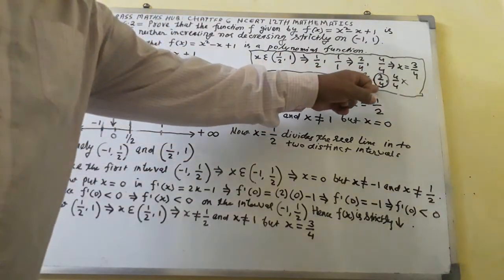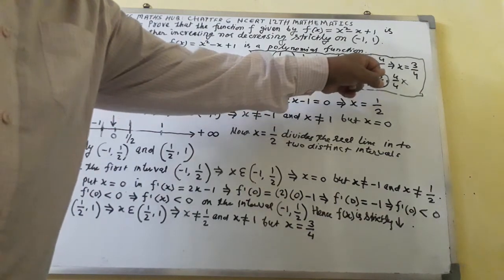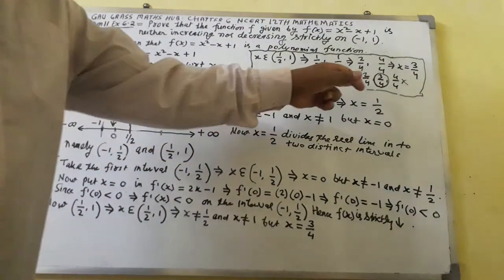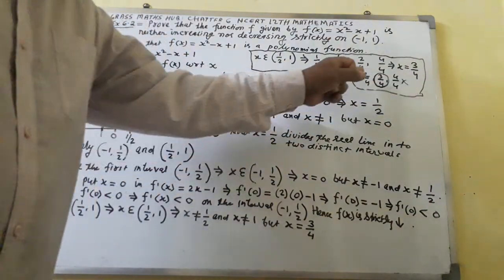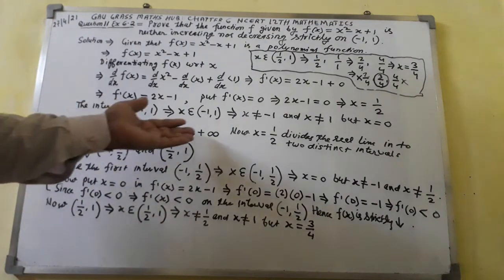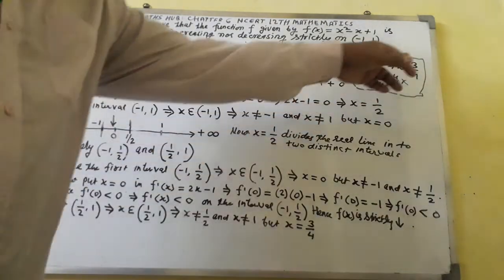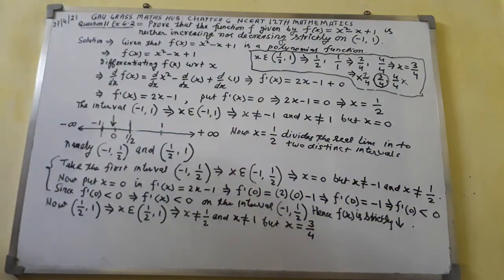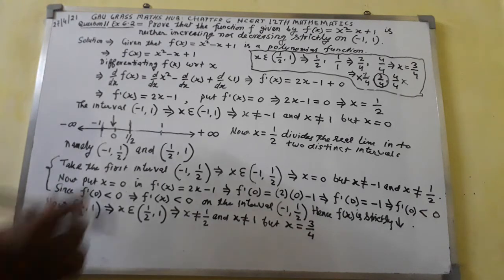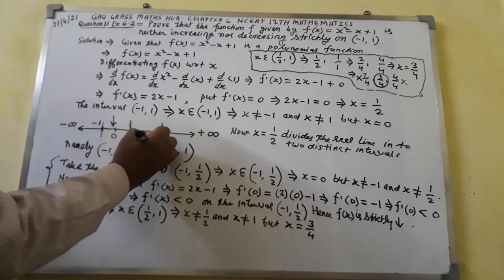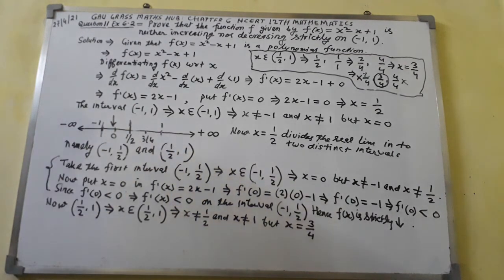In between, I shall take x equal to 3 over 4, because in the denominator 4, 4, 4, I have taken 2, 3, 4 in sequence, that can be written under the number line very well. The 3 over 4 will lie somewhere between 1 over 2 and 1. Suppose 3 over 4, here 3 over 4 will lie.